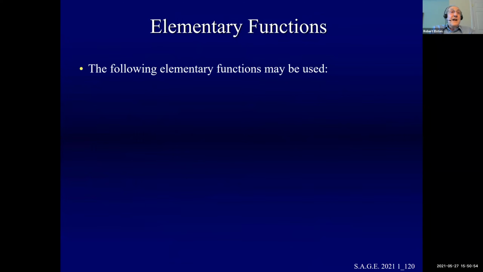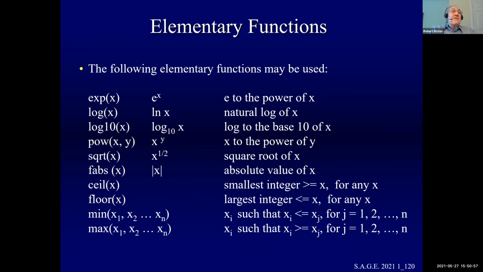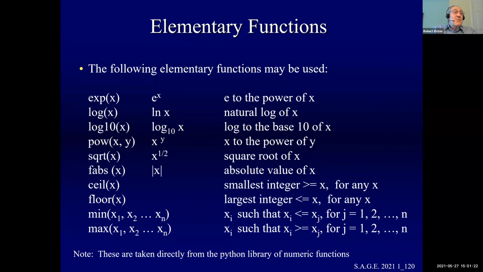You can have lots of elementary functions, and the following are the elementary functions you can use, and they all look pretty much like what they are. You put exp, parenthesis, x, close parenthesis, that's e to the power of x. You put log, parenthesis, x, close parenthesis, that's the natural log of x. If, however, you write log10 of x, then it's log to the base 10 of x. Pow x y is x to the power y. Sqrt x is just the square root of x. Fabs x is the absolute value of x.